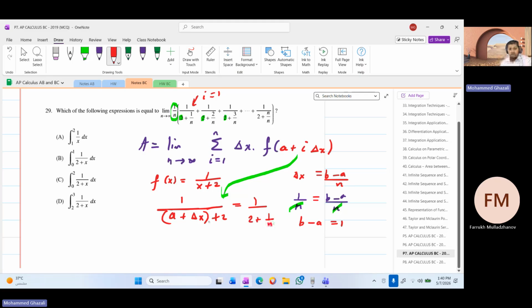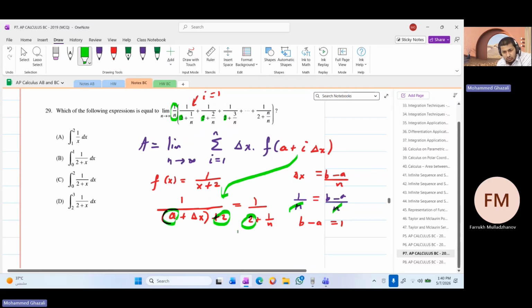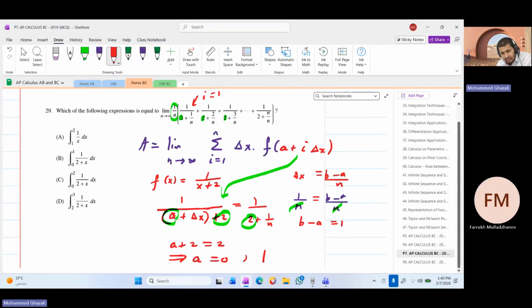Now we need to do a comparison. The constants are 2 and a, and you compare it with 2. So a plus 2 is equal to 2. This implies a is equal to 0. Now, if a is equal to 0, b is equal to 1.